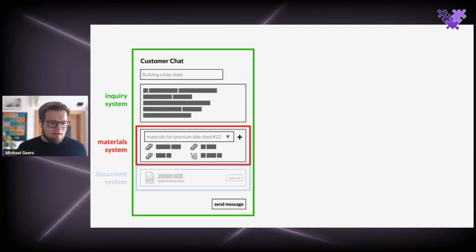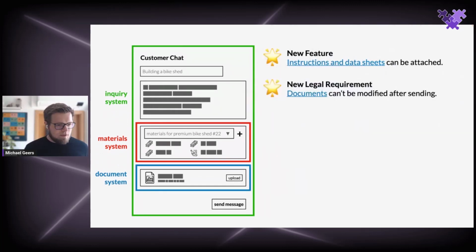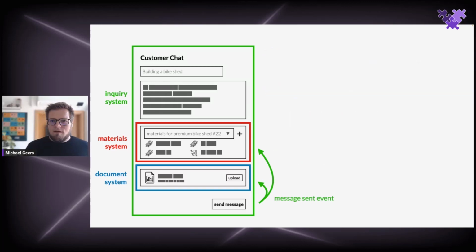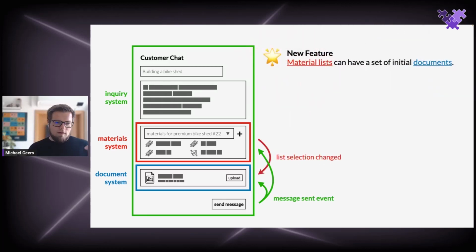Then the next requirement: documents should also be added, optionally or instead of the material list, or both together. And we did the same pattern. So having a document system, a blue system, a new system, where the expert can upload documents, for example. And the same requirement, if a document was sent at one time, it couldn't be altered later on. Here also loosely coupled, but now the errors and integration points get a little bit more, so complexity rises a little. And then we got another requirement that connected the red box with the blue box, because some material lists should also come with pre-populated documents.